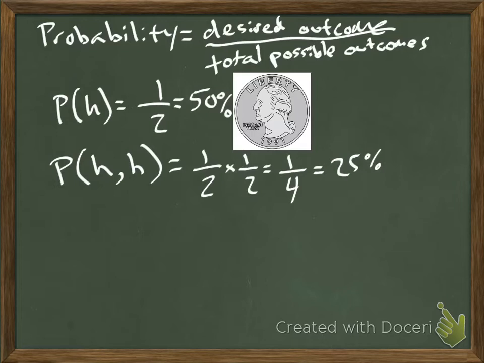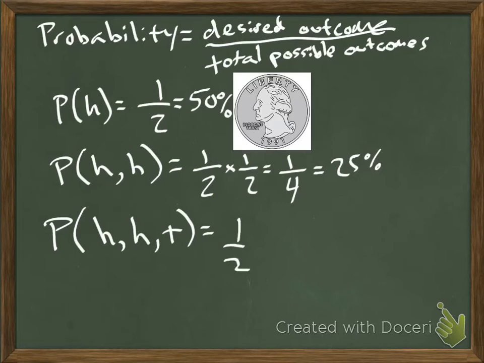Let's look at one final example. This time, we're going to pretend we have 3 coins. And I want to know the probability of landing on heads with my first coin, heads with my second coin, and tails with my third coin. Well, again, I'd want to find the desired outcomes over the total possible outcomes for each of those 3 events. In this case, it should be 1/2 for each of those events. All of these events are independent of each other.